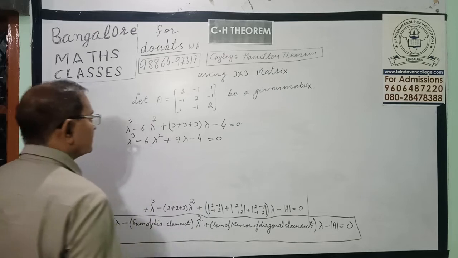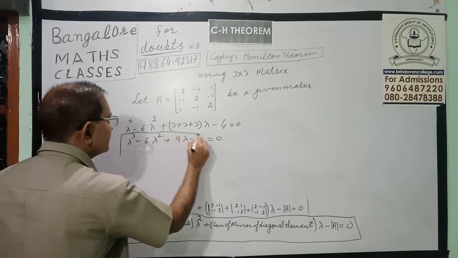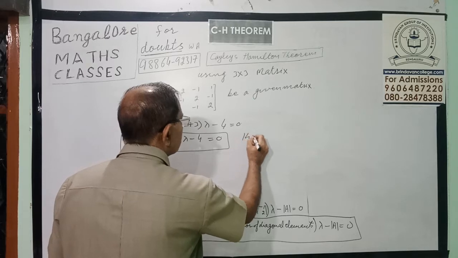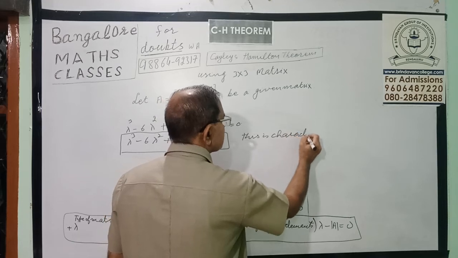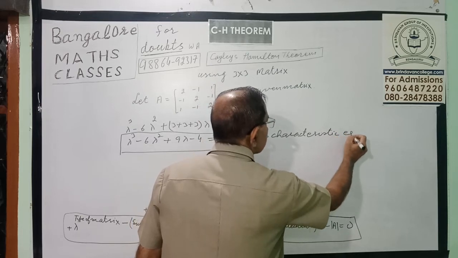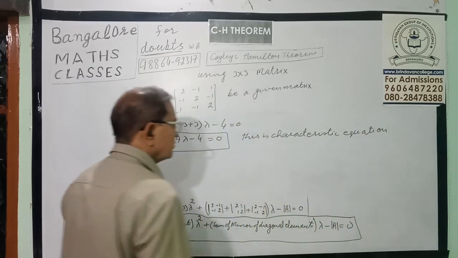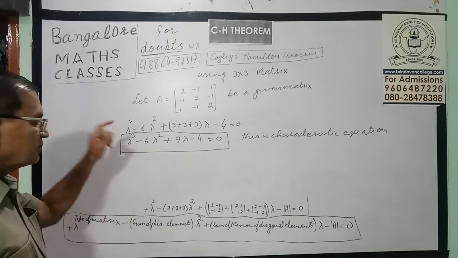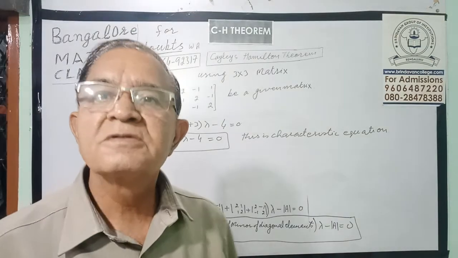If he is asking for the characteristic equation, it is over here. This is the characteristic equation. If he is asking for characteristic roots, then you have to solve it.